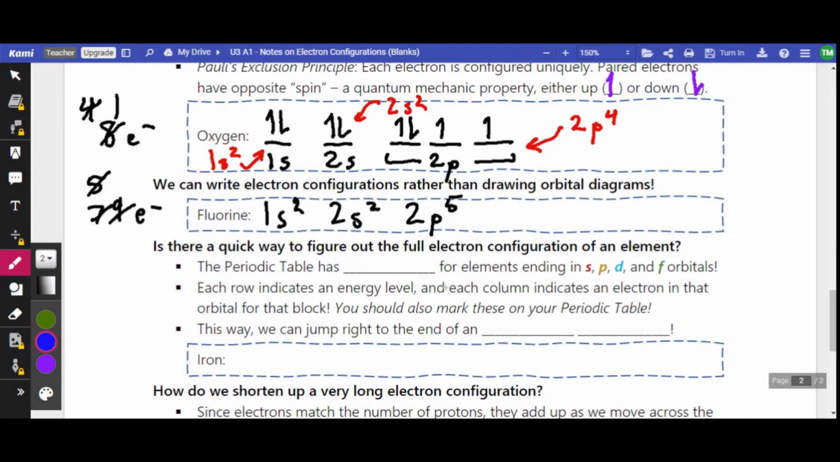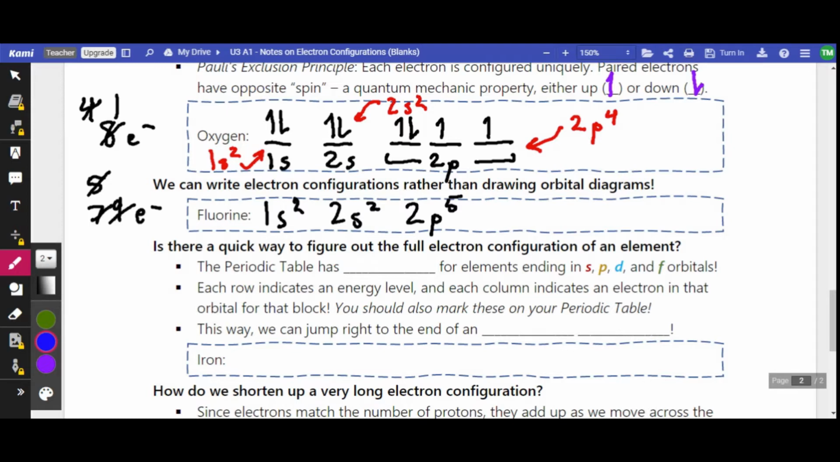Okay, where we left off before was with fluorine, where we wrote the electron configuration, 1s2, 2s2, 2p5, rather than drawing out the whole orbital diagram, which saved us some time. But it still takes a while for us to write out electron configurations without the lines and arrows, especially for really big atoms that could have a lot more electrons.